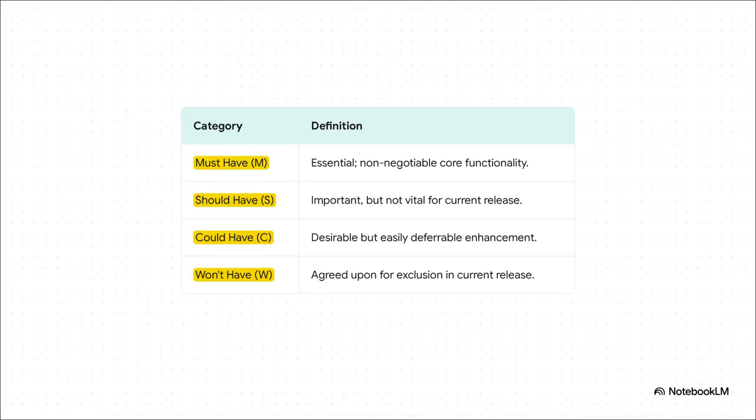And for that, there's a fantastic tool called the Moscow method. It's a super simple way to sort your features. You've got your must-haves, the absolute non-negotiable stuff, then your should-haves, important but maybe not for day one, could-haves are your nice little extras, and maybe most importantly, you have your won't-haves, the things you all agree you are not building right now. This is your shield against endless feature requests.